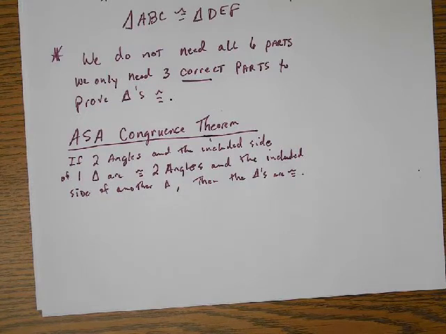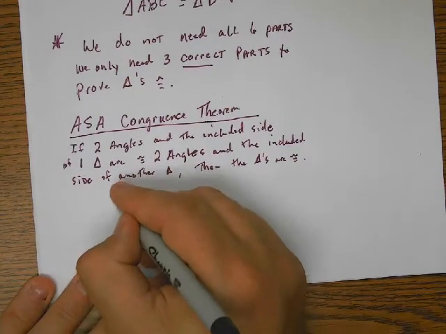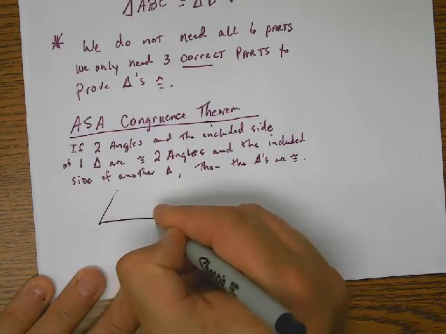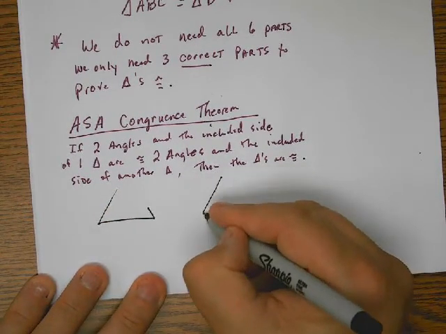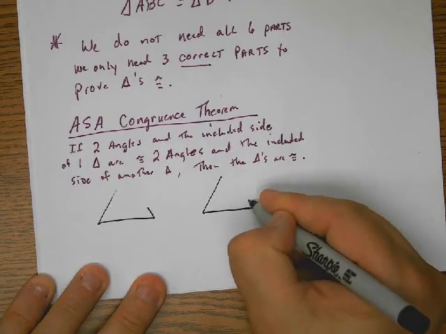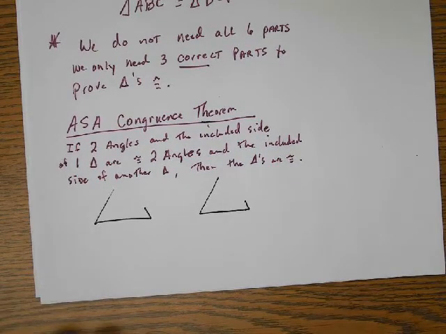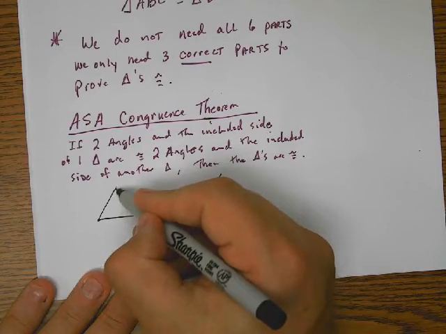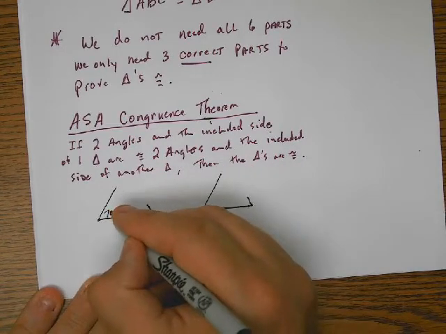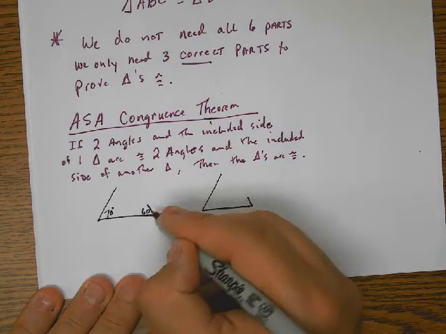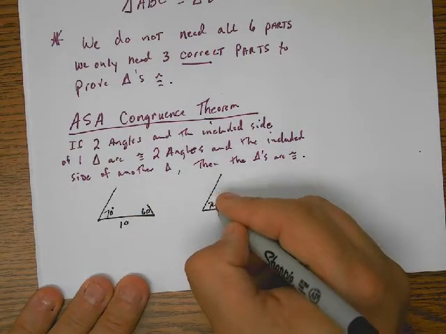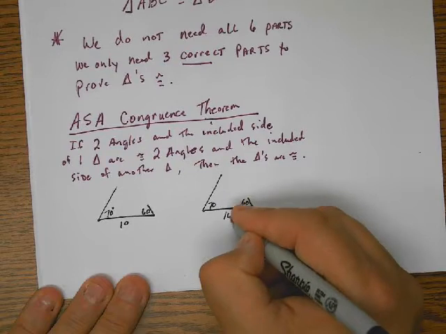Two angles and the included side of one triangle are congruent to 2 angles and the included side. It's kind of a new phrase, the included side. What's that mean? Well, let me show you. Let's say I have 2 partial triangles. Let's say that this angle here is 70. This angle here is 60. This is 10. This is 70. This is 60, and this is 10.